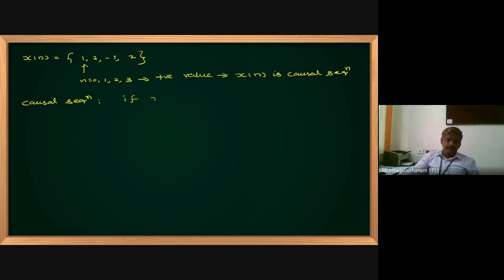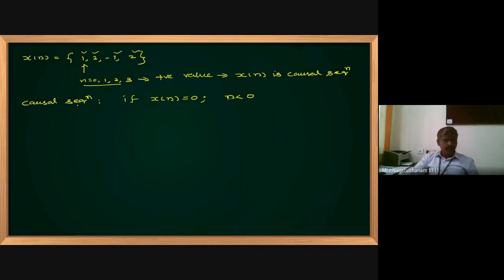If x of n equal to 0 for n less than 0, then that sequence is called a causal sequence. Yes, we are having x of n as some magnitude for positive values of n, but by definition, for negative values of n, x of n equal to 0. Yes, here n value is positive. If you take n value negative, x of n equal to 0, then that sequence is called a causal sequence.